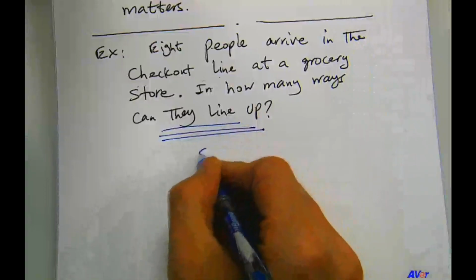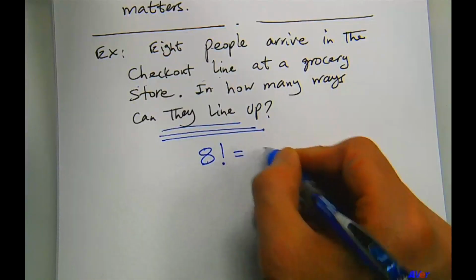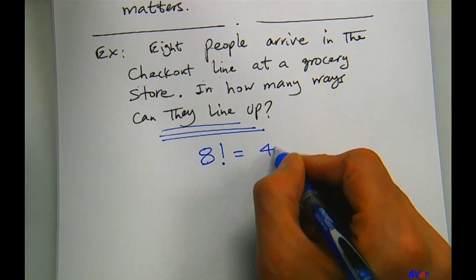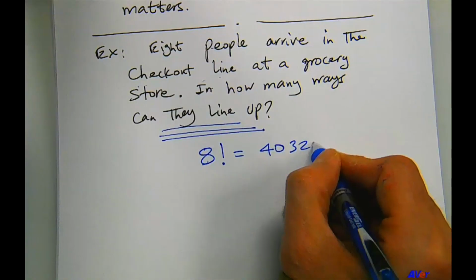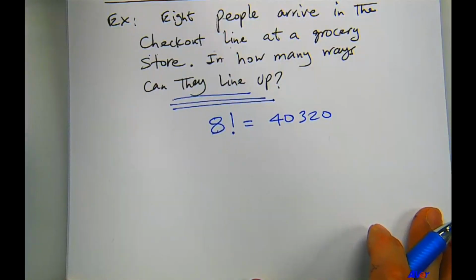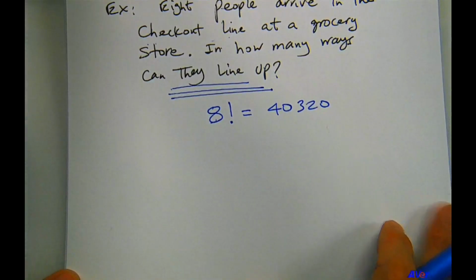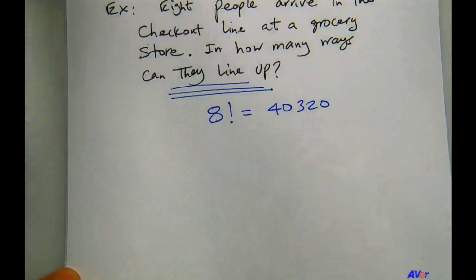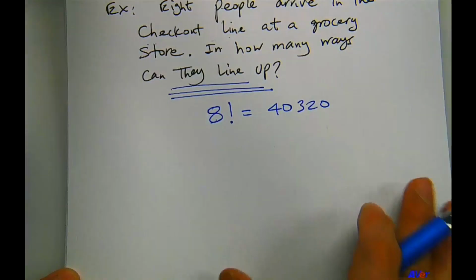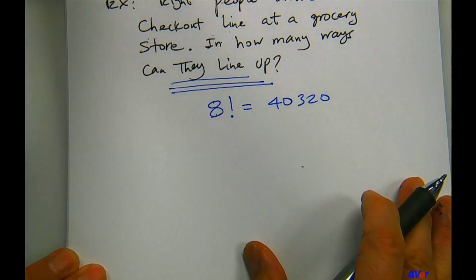So 8, this is the case of all permutations. So 8 factorial, which is 40,320. Another way of calculating this, to make the connection between what is happening, besides the ease of calculating these on a calculator, is, well, you use the multiplication principle.